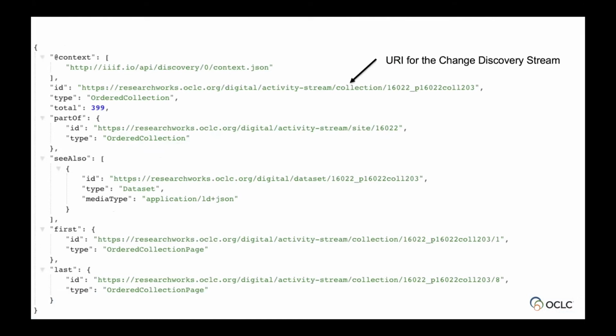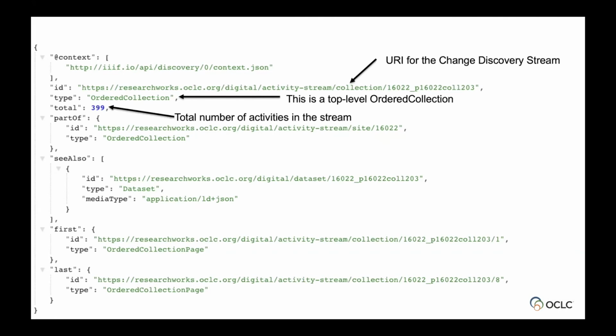Starting at the top and working our way down, this ID block is the URI for the change discovery stream. This is where a crawler would initially go to begin harvesting this particular ordered collection. This type field is a classification of what this thing is, and it declares that this JSON document you retrieved is the top level ordered collection type of document.